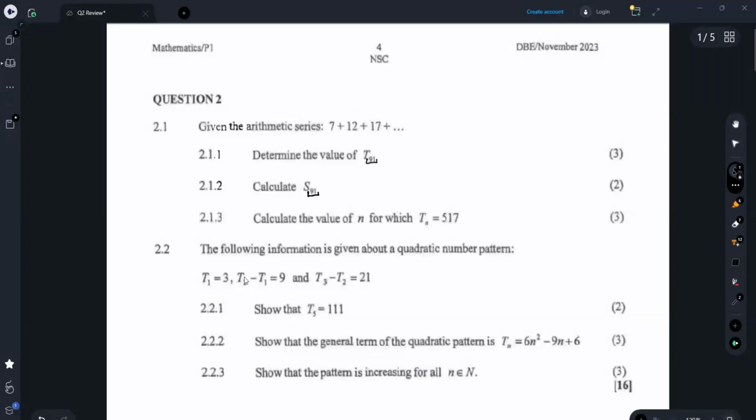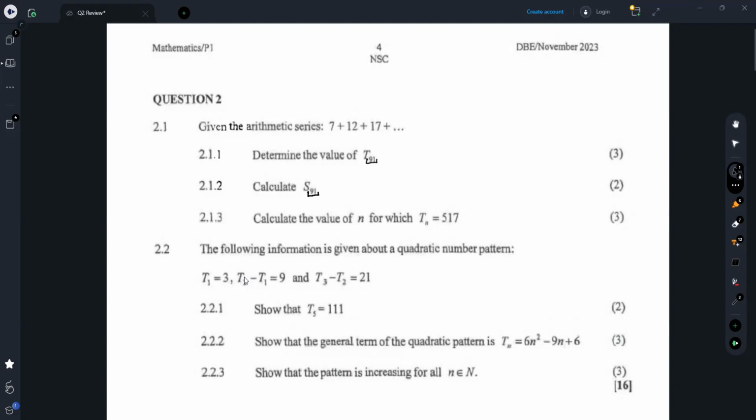Welcome, grade 12s. Okay, so we'll be dealing with question 2 of our review of the November 2023 mathematics paper 1. Now in this case, we're given an arithmetic series made up of the values 7, 12, and 17.